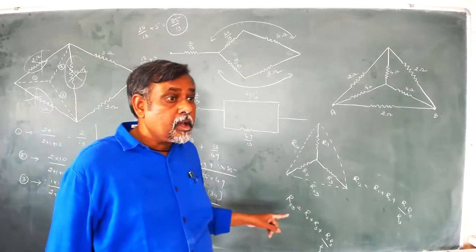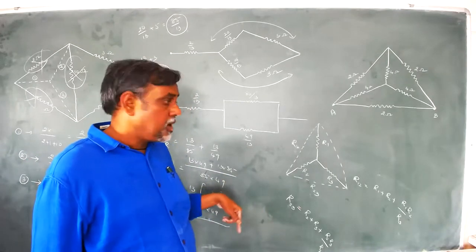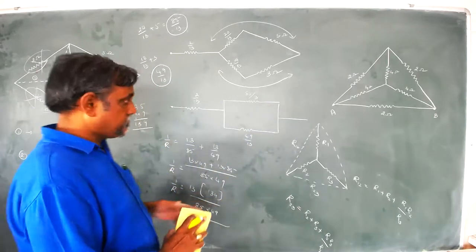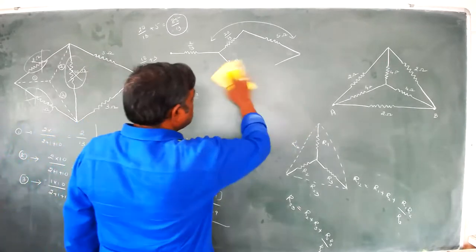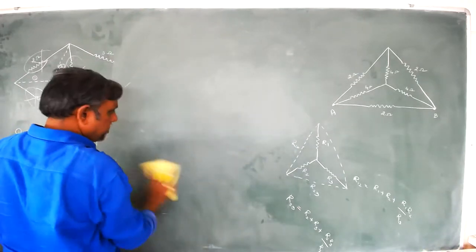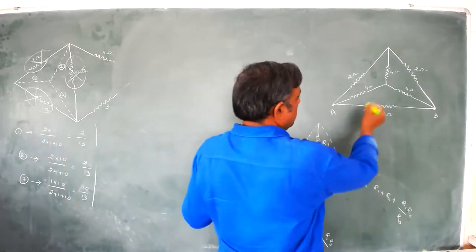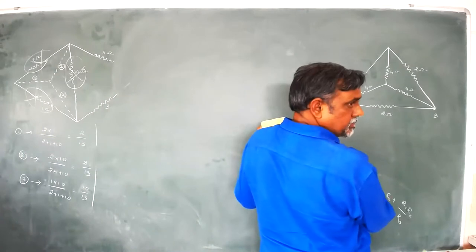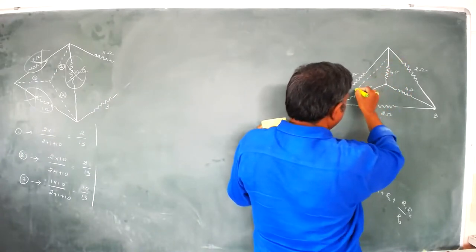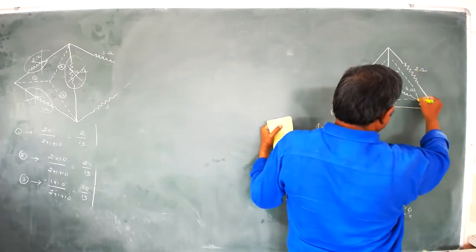36 by 7. What is that? Total, effective? But one more thing you have to do here. Look at this. In this transformation, you will come across one more thing. Look at the board. This is the star that you are getting. This star you are converting into delta. This is the delta that you are going to get.